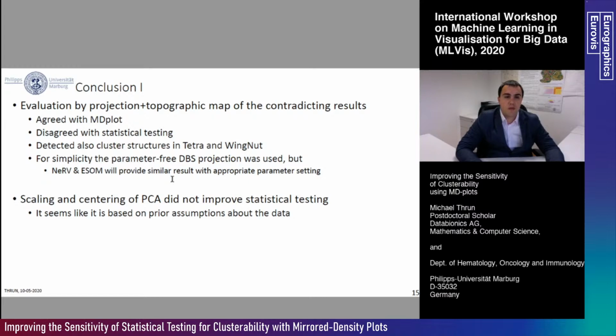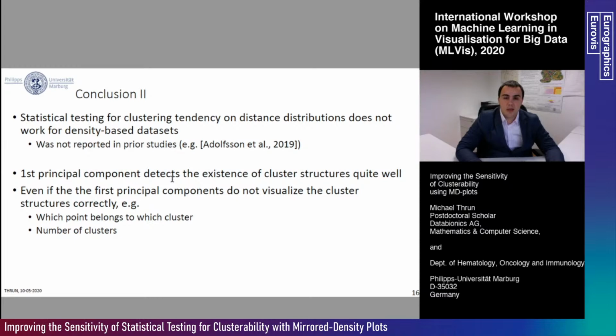The next conclusion is that statistical testing for clustering tendency is not appropriate for distance distributions if the data sets are based on density. On the one hand, this is obvious, but on the other hand, it was not reported in prior studies, for example, in Adolfsson et al. We saw, and this is surprising, that the first principal component detects the existence of cluster structures quite well. This is surprising because the cluster structures are quite complicated, and usually the first two or three principal components do not visualize these cluster structures correctly. For example, one does not know which point belongs to which cluster, and one cannot estimate the number of clusters of a PCA projection. This is with the exception of clearly linearly separable data sets like Hepta.